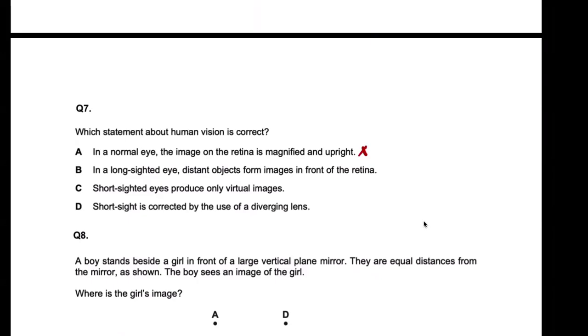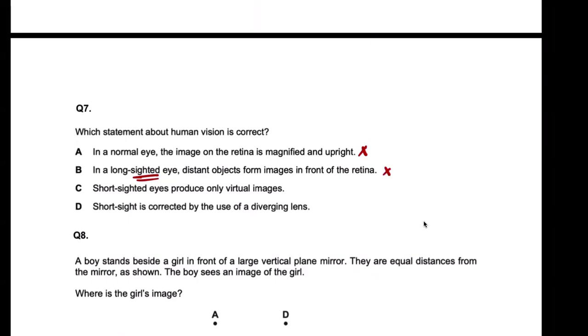In a long-sighted eye, distant objects form images in front of the retina. So how I want you to remember long-sightedness, this is also in the lenses video playlist, is that in long-sightedness, the image forms a long distance after the lens of the eye, so it's found behind the retina, it's not in front. Short-sighted eyes produce only virtual images.